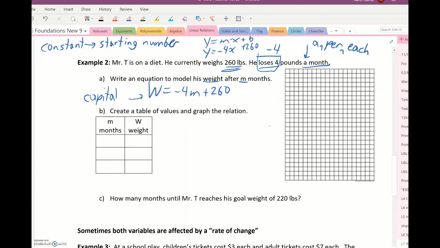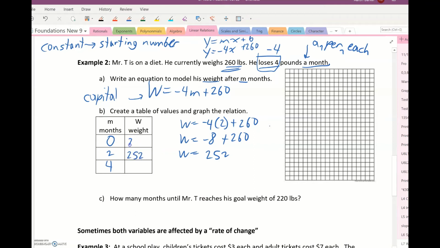So we start at 0. And then we don't want to weigh him after just 1 month. We're going to pick some better numbers. So let's say he weighs after 2 months and then after 4 months. So now we can find his weight. So W equals -4 times 2 plus 260, which is -8 plus 260. Really we're just subtracting 8. So W is going to be 252 pounds.